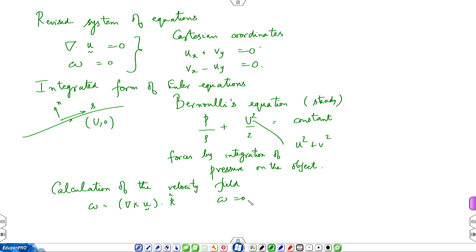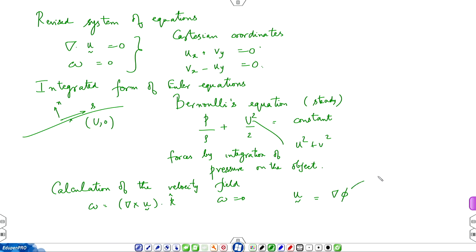u must be expressible, u is the velocity vector, as the gradient of a potential, here it is called a velocity potential. So, u must be expressible as gradient of phi. Then del cross u is identically 0 and omega is equal to 0. That will satisfy the vorticity equation.